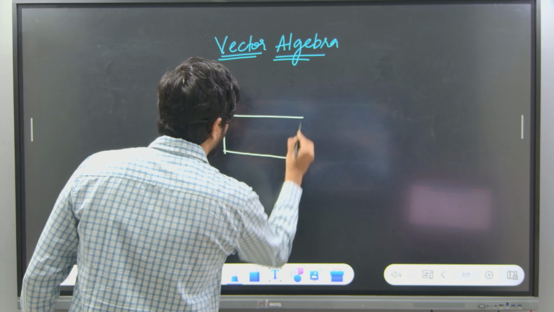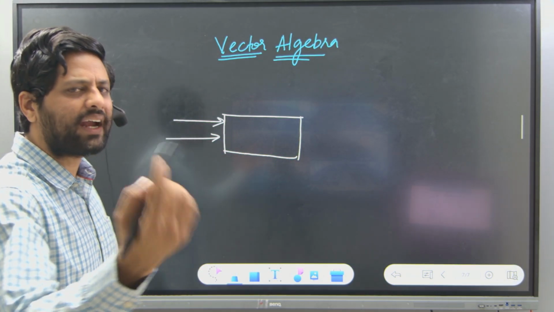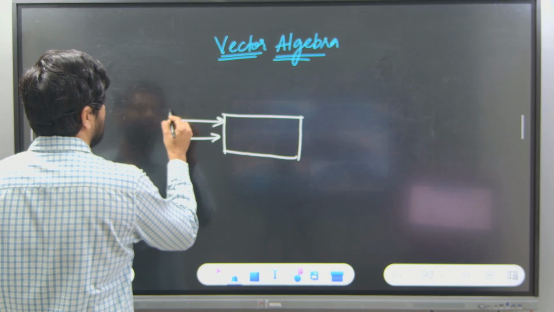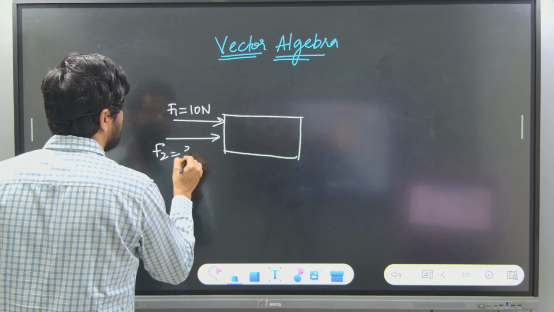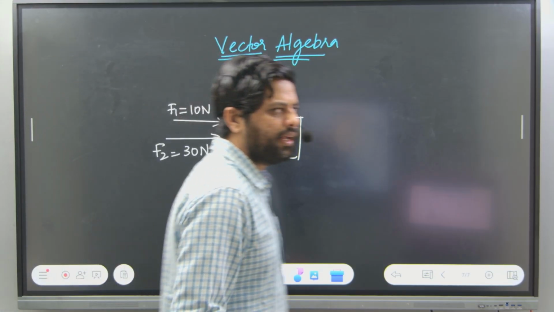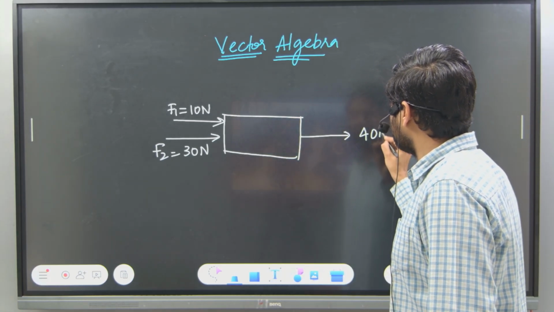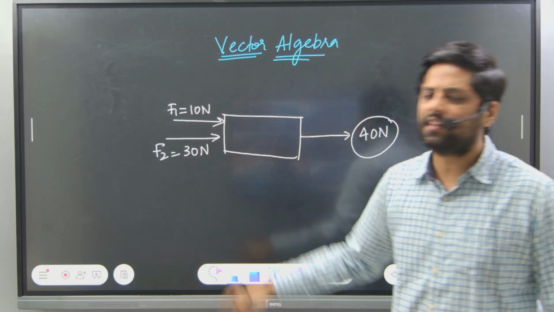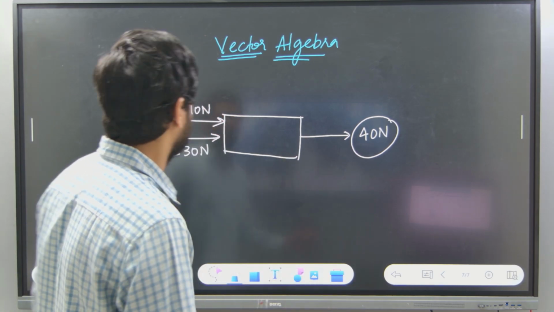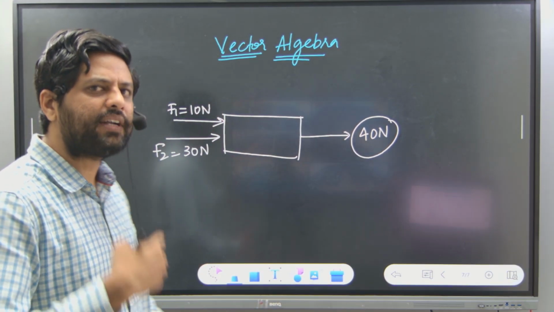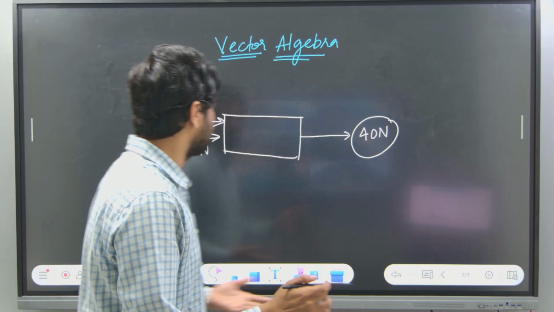Say for example, when I have two forces acting on a body, we know that force is a vector quantity. Say one is F1 which is 10 Newton and one is F2 which is say 30 Newton. What is the resultant force going to be? Yes, resultant is going to be 40 Newton. So here we could directly add the forces because the forces were acting in the same direction. But when the forces are acting in different directions, I just can't add it.